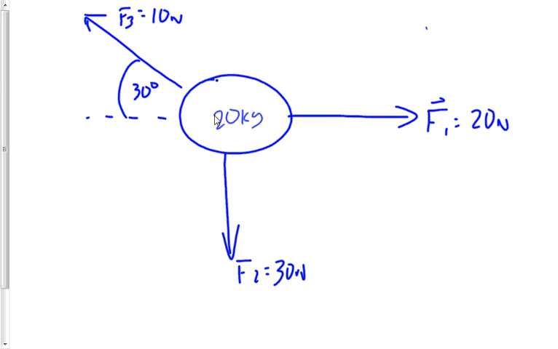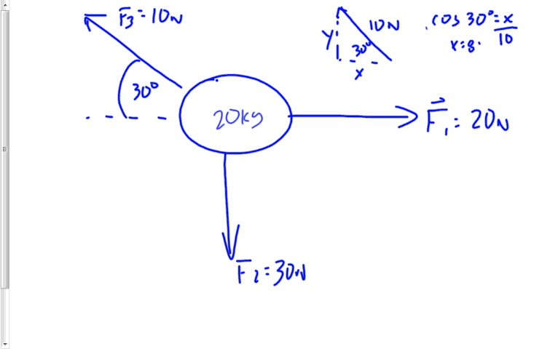Okay, here's my 30 degrees up here. This is x. This is y. This is 10 newtons. Let's find the x component of that 10 newtons. Cosine 30 degrees is equal to x over 10. X is equal to 8.66 newtons. Sine 30 degrees is equal to y over 10. Y is equal to 5 newtons.